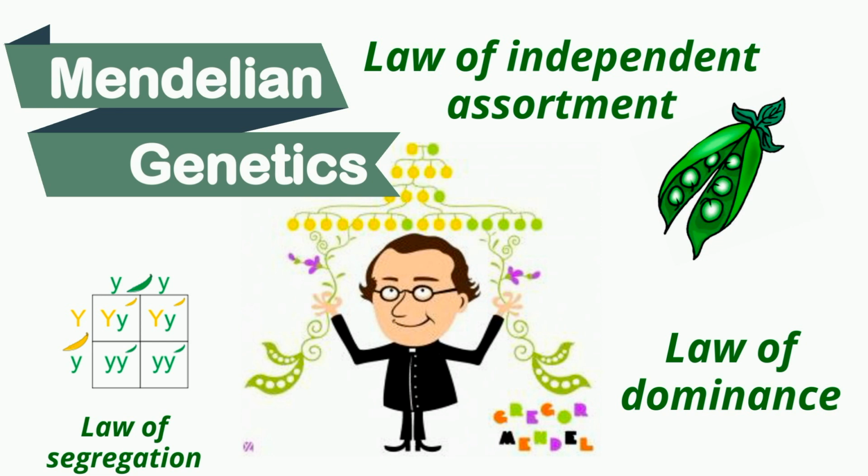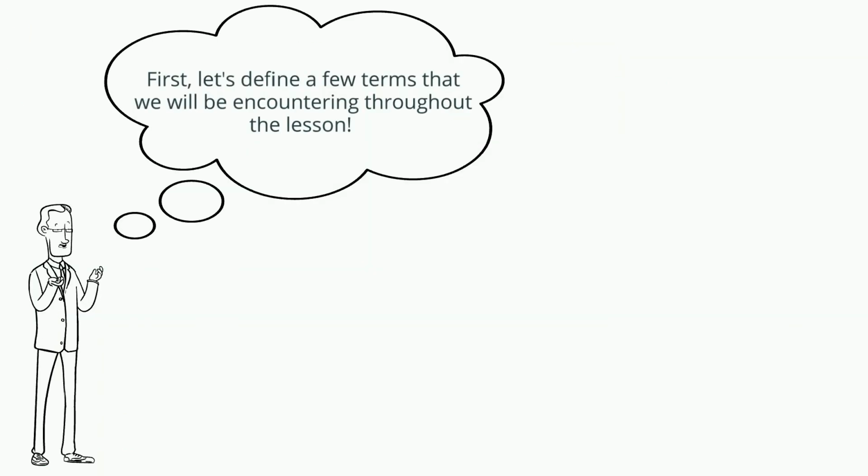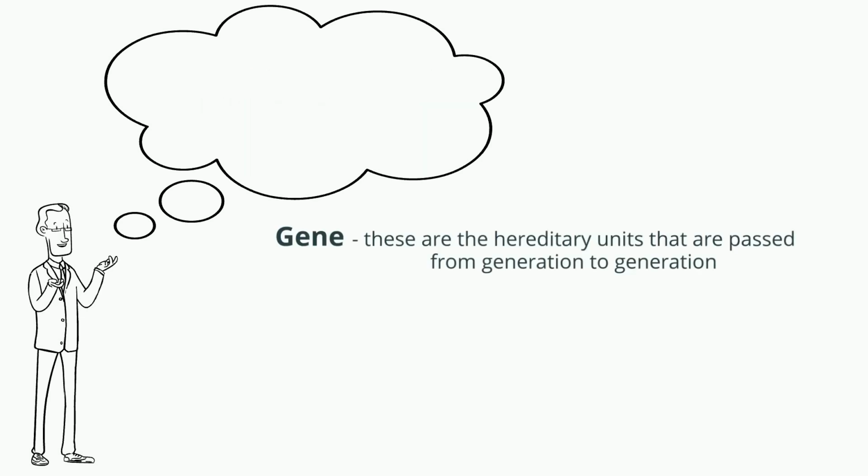Today we will be talking about Mendelian genetics and its three main laws. First, let's define a few terms that we will be encountering throughout the lesson. Let's begin with a gene.